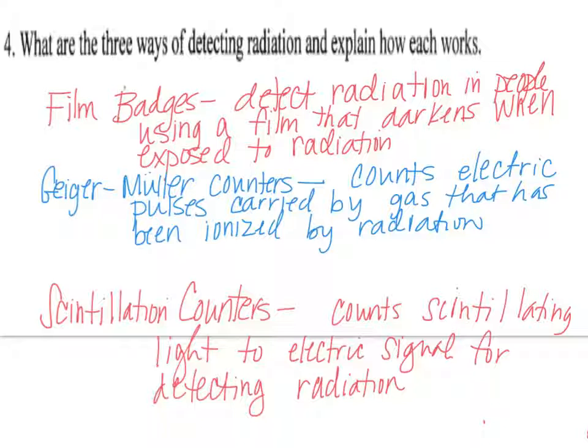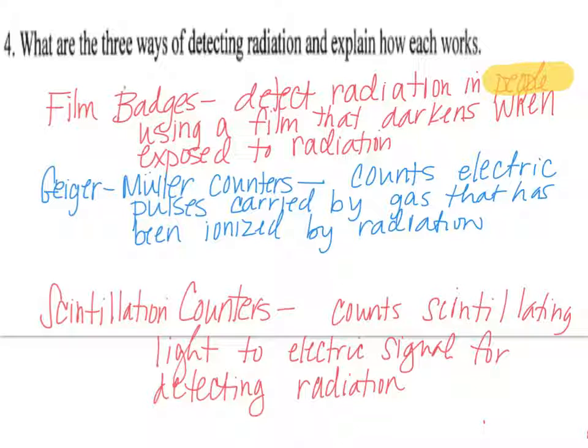Question 4 says, what are 3 ways of detecting radiation? And explain how each one works. Well, first of all, let's look at the film badges. And we talked about that one when we did one of our journal questions. And we said that film badges detect radiation in people. So that's what we need to worry about there. In people is the big key there. It actually has film that darkens when exposed to radiation.